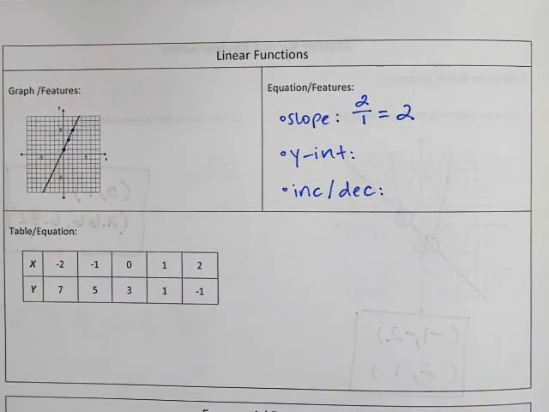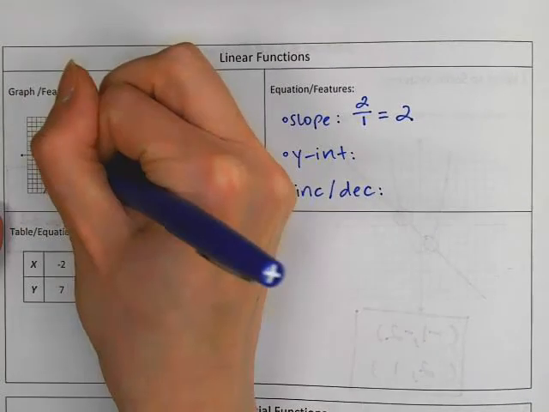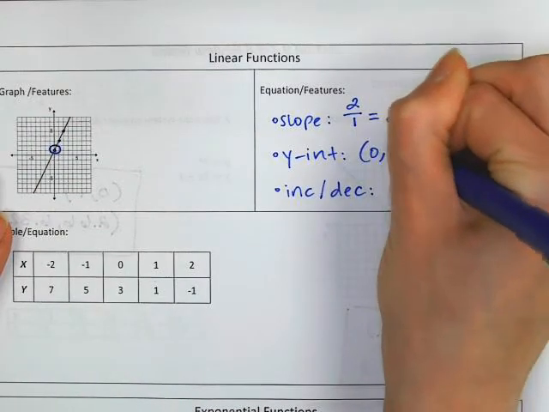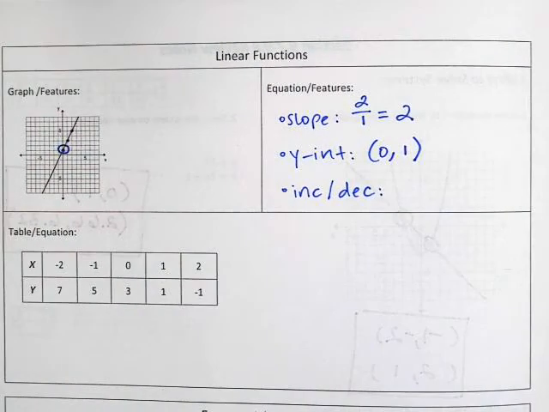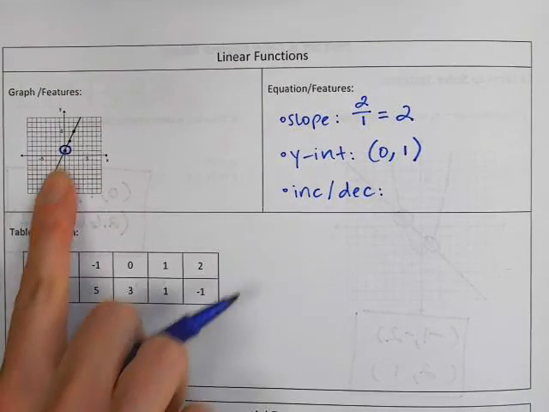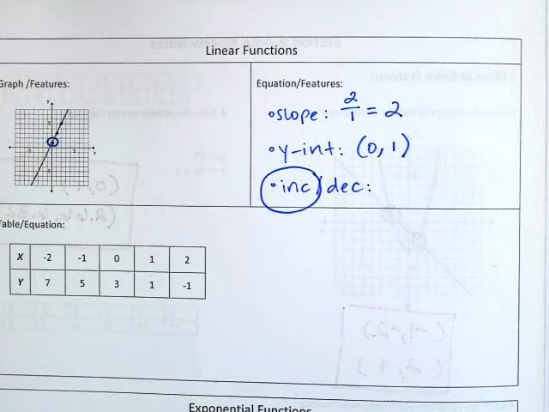The y-intercept is where does the line cross the y-axis? And that's right here at 0, positive 1. And then it looks like the graph is always increasing. So you could just circle increasing.